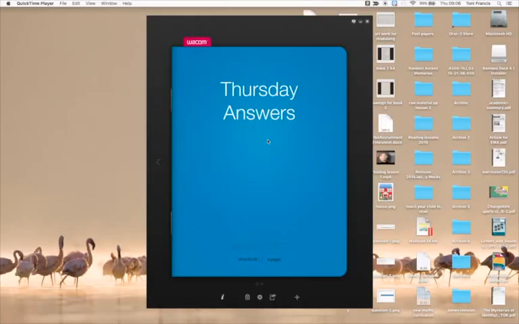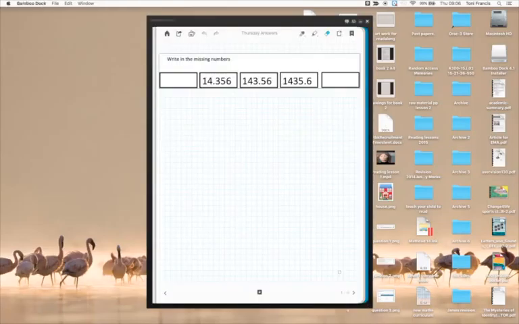Thursday answers. Question 1. Write in the missing numbers.